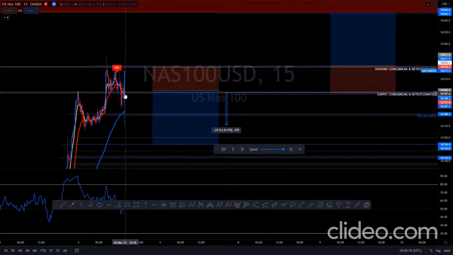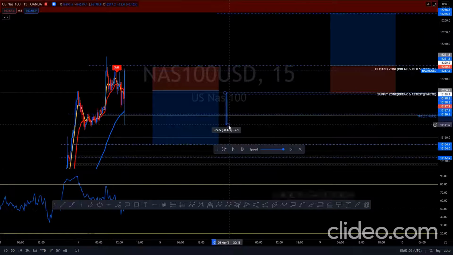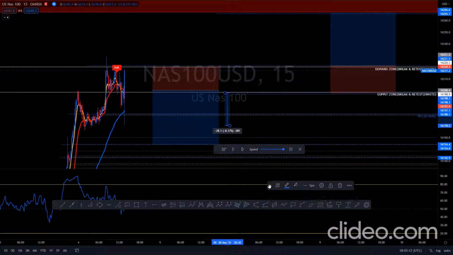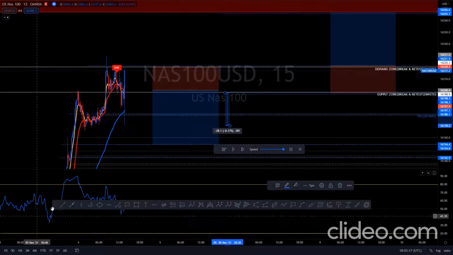So I actually started from here all the way down to here. Let me do it. So about over 280 pips. I got a very decent bag off of that, even though I was trading at a small position, but it was a decent bag for a small position.